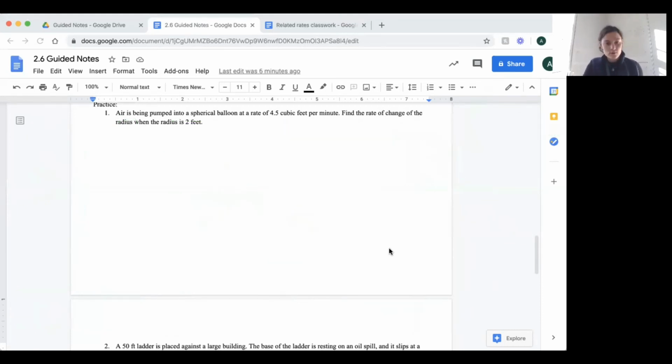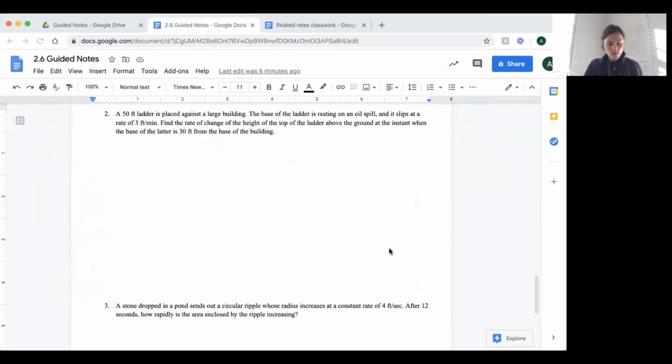All right, let's do another example. A 50-foot ladder is placed against a large building. The base of the ladder is resting on an oil spill, and it slips at a rate of 3 feet per minute. Find the rate of change of the height of the top of the ladder above the ground at the instant when the base of the ladder is 30 feet from the base of the building. So this one needs a picture.